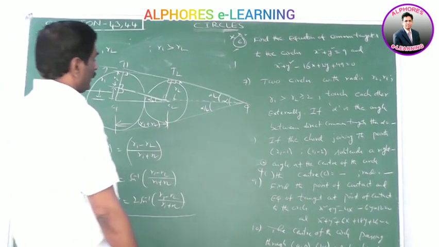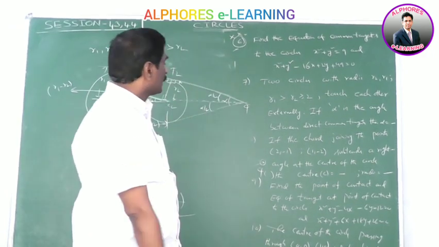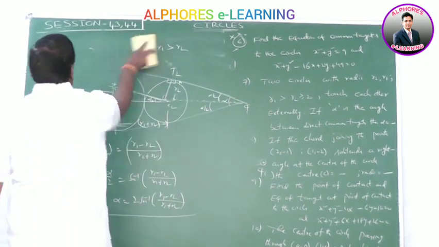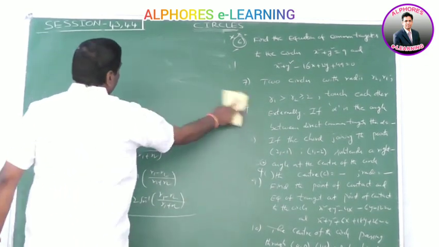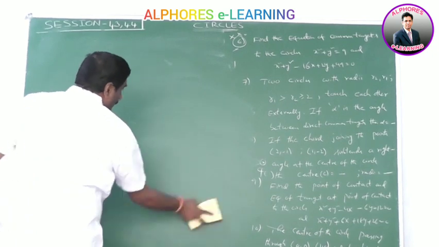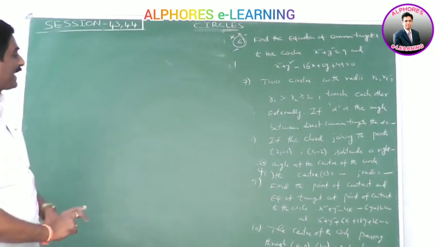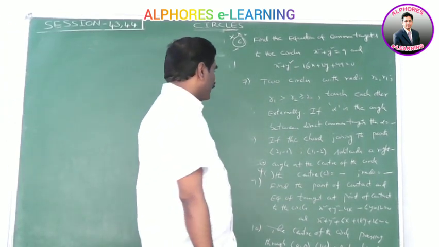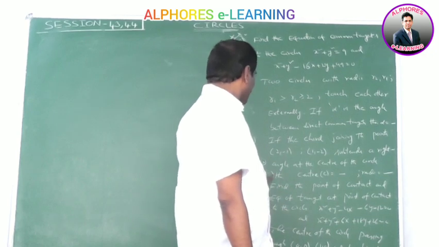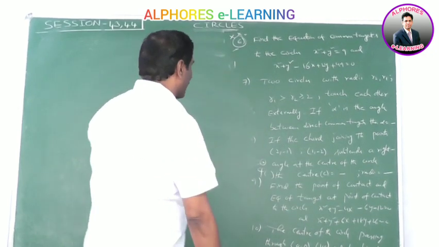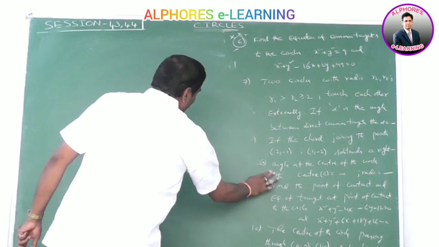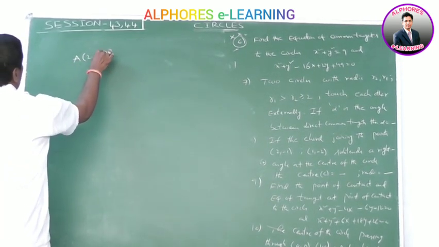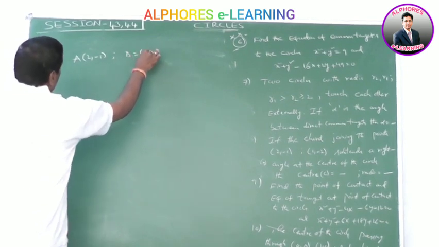Next, the 8th one. If the chord joining the points 2 comma minus 1 and 1 comma minus 2 subtends a right angle at the center of the circle, then the center C comma radius R is equal to dash. The chord endpoints are 2 comma minus 1 and 1 comma minus 2.